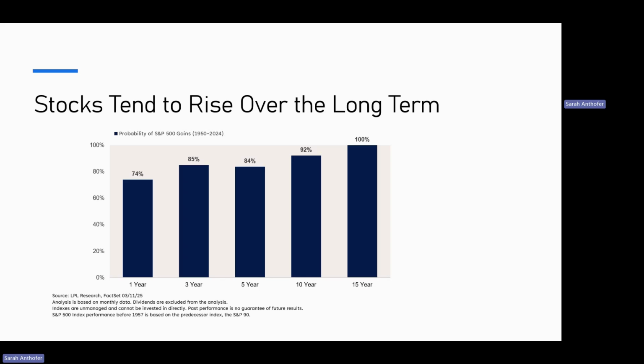If I can do it for 3 years, it's about an 85% chance. If I can invest for 10 years, 92% chance. 15 years, 100% chance. So when I'm thinking about stocks in general, stocks do tend to rise over the long term. That's why it's so important for me to know what the time horizon is of my goal. If my goal is I want to have $30,000 for myself in 5 years, I might not want all stocks because there is still a pretty good chance that I could lose over that period of time, right?